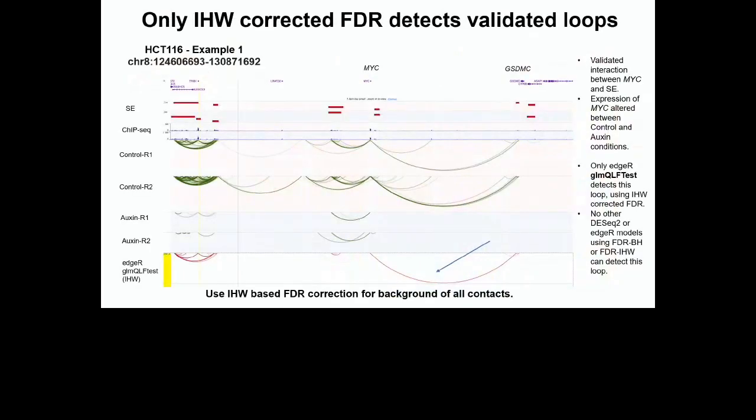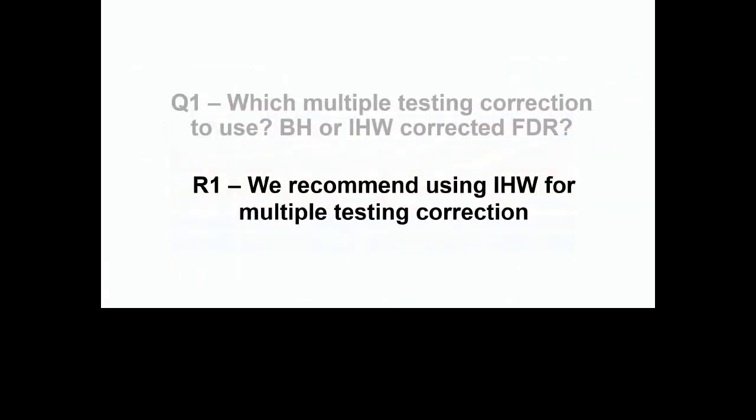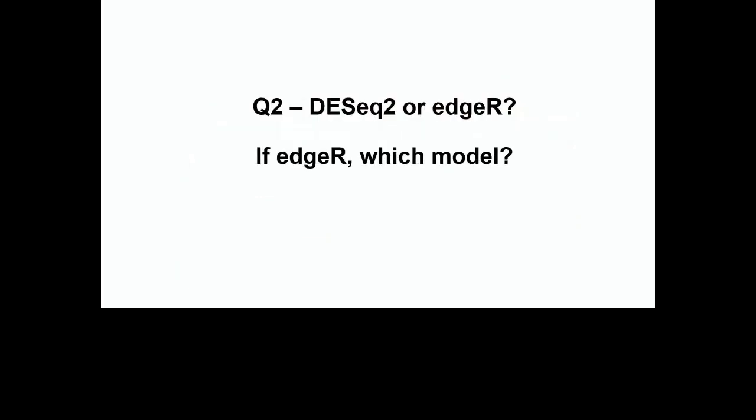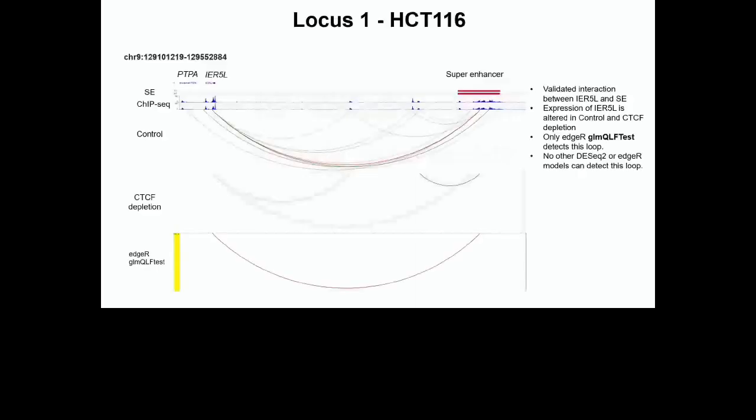This is an example between MYC and an enhancer. And this differential loop was only called by the edgeR QLF test, not by DESeq2 or edgeR the exact method. So here we recommend to use the IHW correction for multiple testing. Then we want to address whether to use DESeq2 or edgeR, and if edgeR, which model.